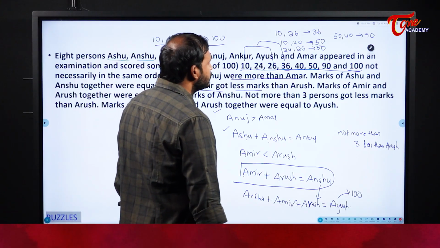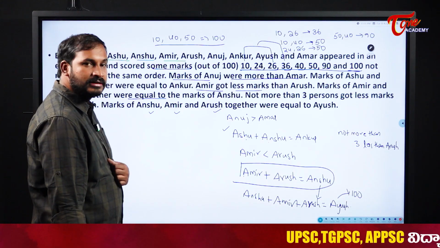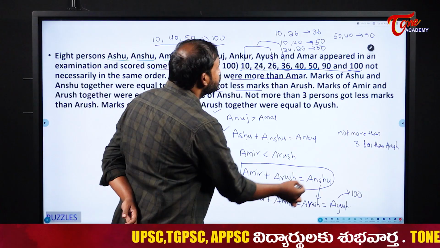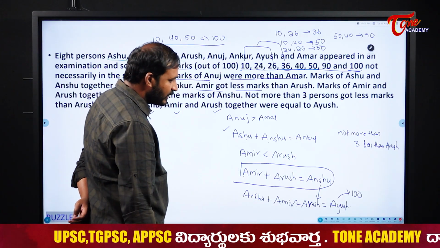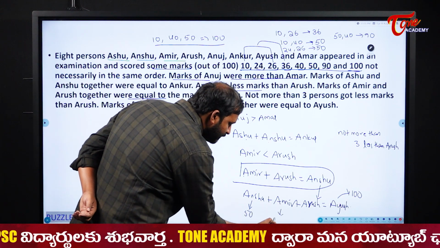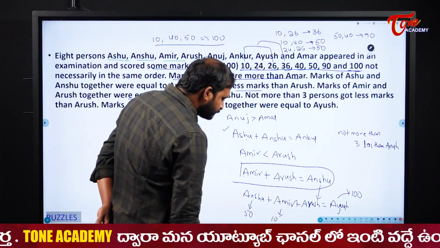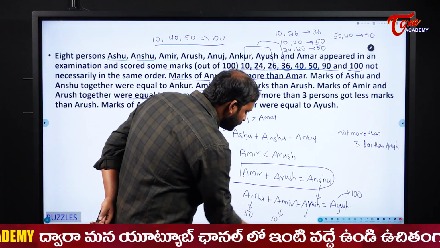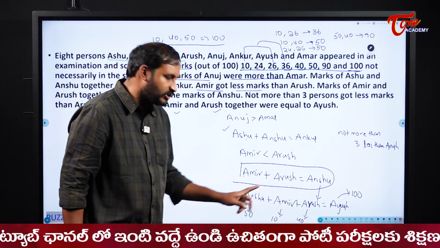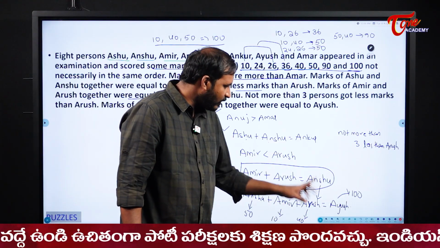Then Arush, that is the other possibility which we have here. Ayush will be scoring 100. So Anshu should be the sum of two other values. If Anshu is 50, Amir will become 10, and Arush will become 40. 10 plus 40 is 50, so it will be equal to Anshu's mark here. So that is possible for us. Okay, so 50, 10, 40 and 100.